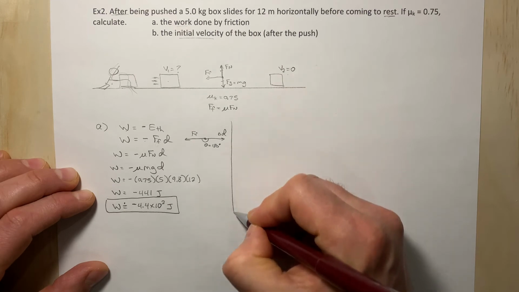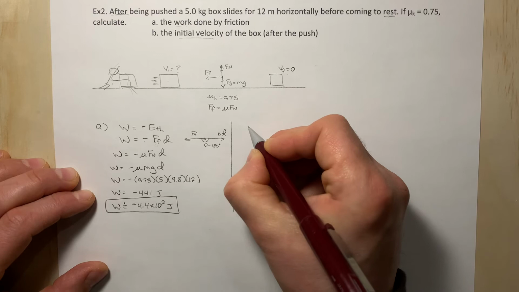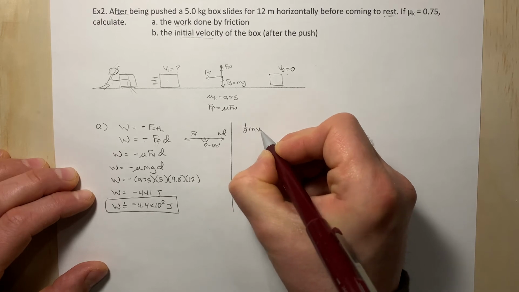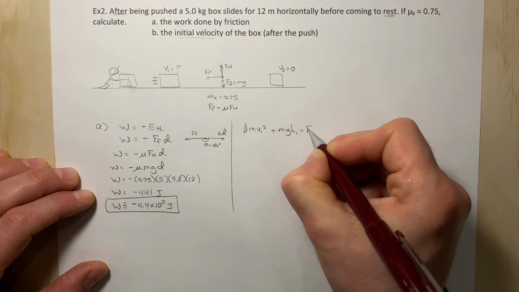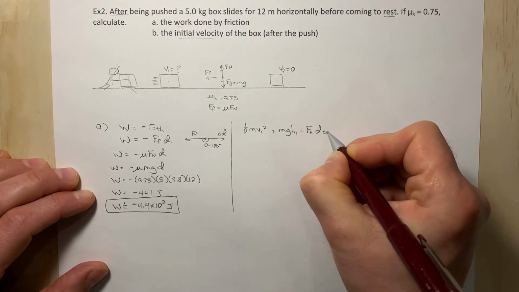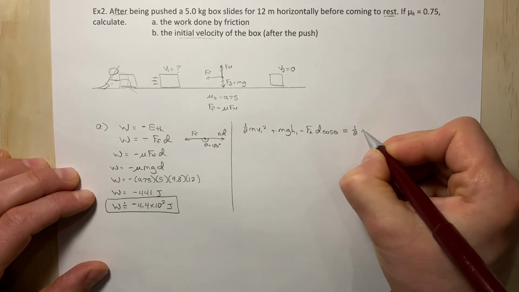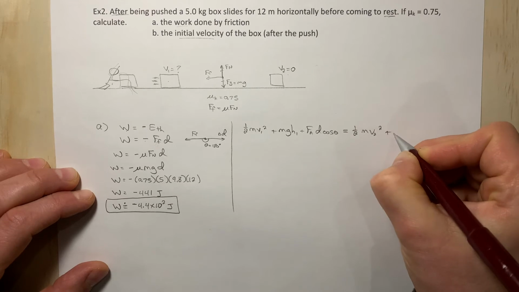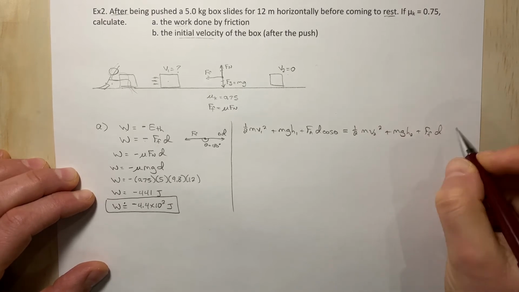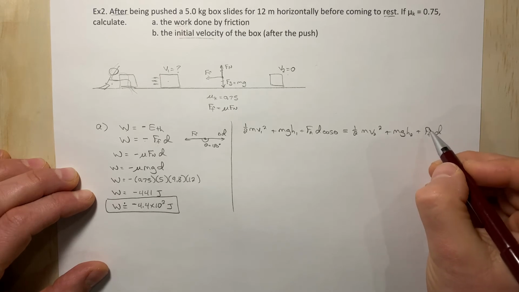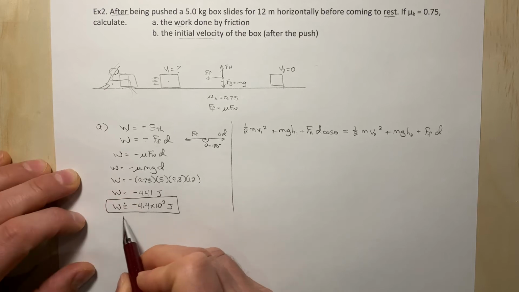In part B, they're asking for the initial velocity of this thing. So I'm going to use our conservation of energy equation. If I write out the entire conservation of energy equation, work is F_a d cos theta, plus 1/2 m v1 squared, plus m g h1, equals 1/2 m v2 squared, plus m g h2, plus F_f d. Remember what we just did over here is find the thermal energy. Thermal energy is the positive version of this work.